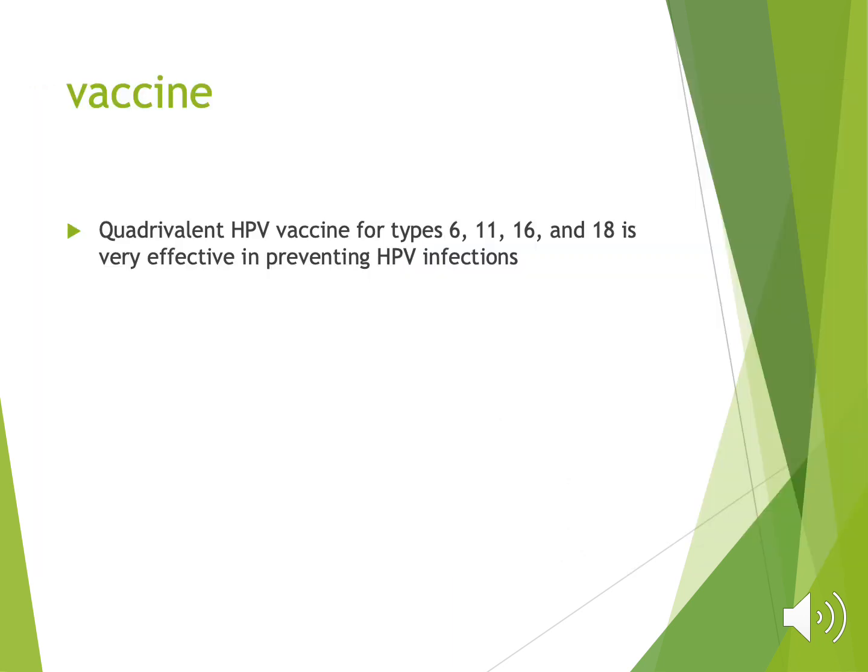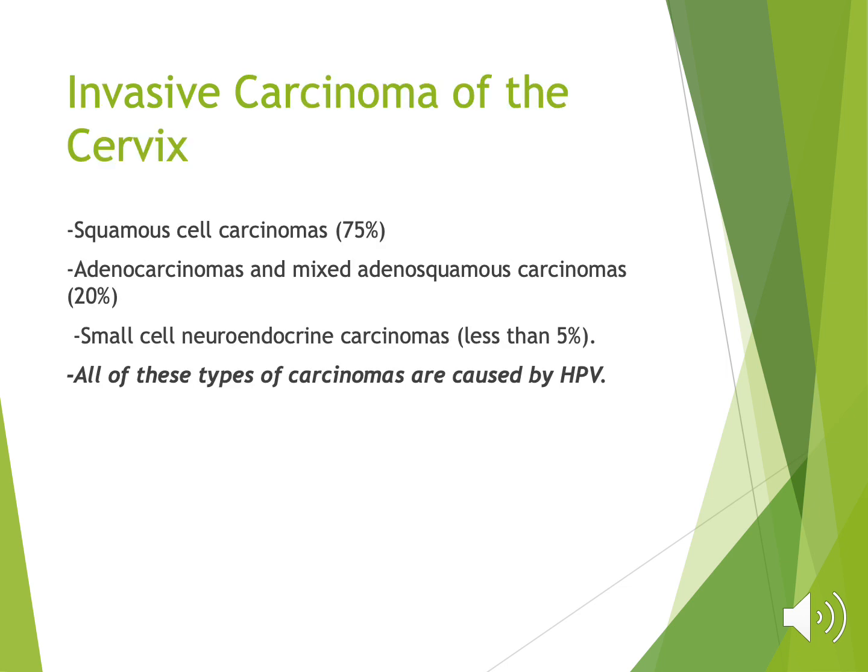Recently, there is a quadrivalent vaccine that has been developed involving the four major strains of cervical neoplasia, whether it was condyloma or CIN. These include strains 6 and 11, the low risk group, and 16 and 18. These are very effective in preventing HPV infection and subsequent neoplasia. Even more recently, a 9-valent vaccine has been developed for more strains of the virus.